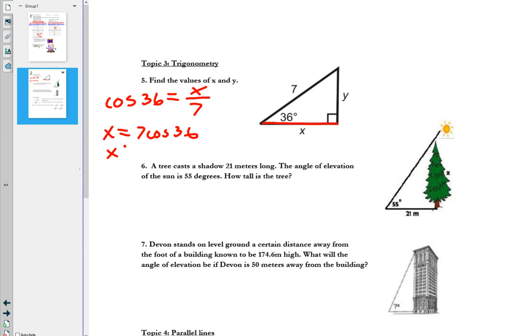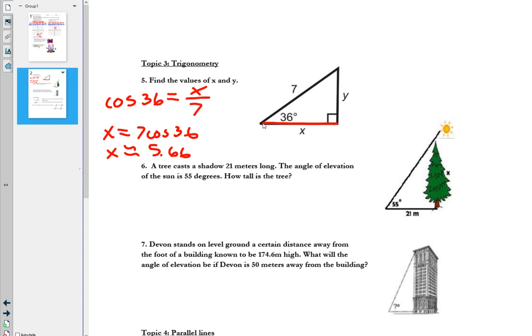It doesn't tell us where to round, so let's go to the nearest hundredth. Make sure that your calculator's on degrees. 7 cosine 36? No, hundredth. How many zeros are there in 100? 2, so 2 decimals. 5.6? 5.66? Yeah.